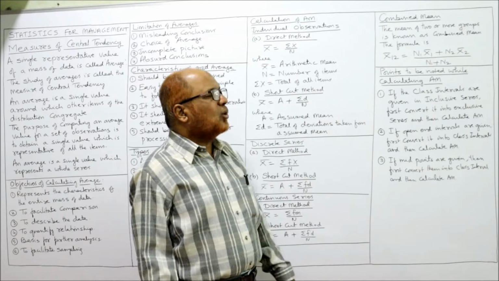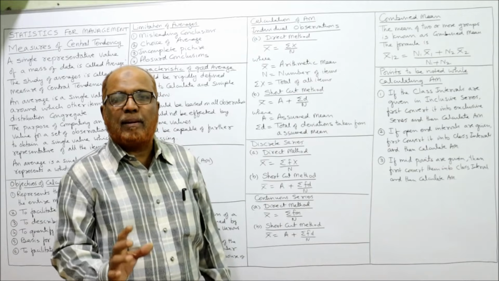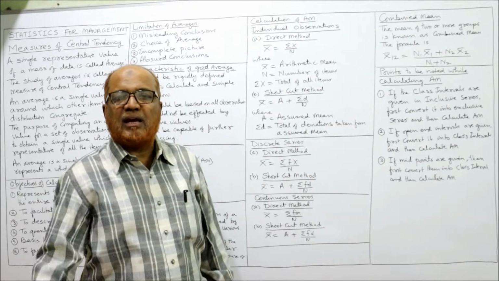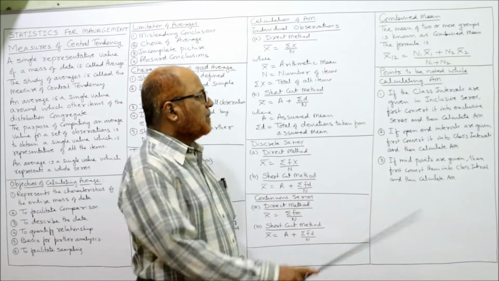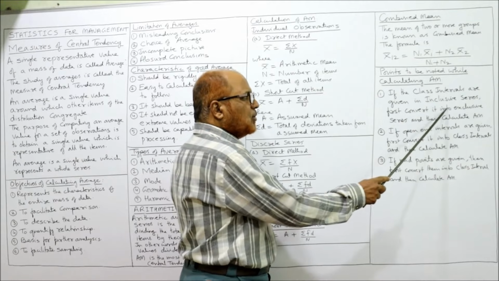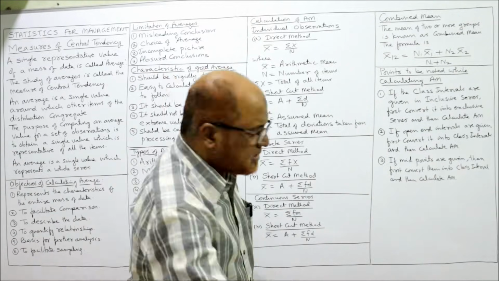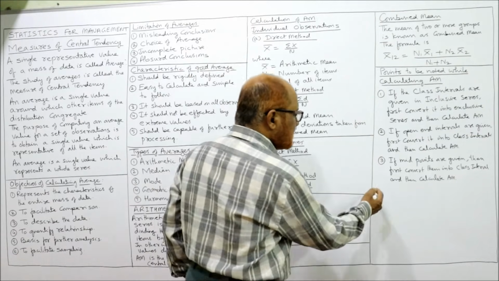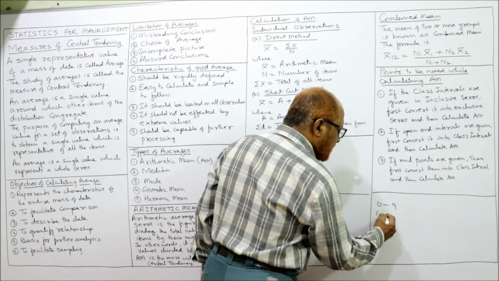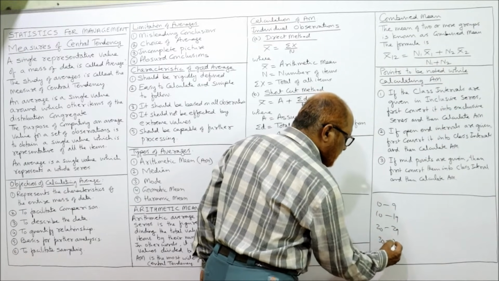Now points to be noted while calculating arithmetic mean. Some points you have to remember now itself, so that while doing the problem there should not be any confusion in your minds. If the class intervals are given in inclusive series, first convert it into exclusive series and then calculate arithmetic mean. What is inclusive series and what is exclusive series? I am showing it here. Suppose the values are given 0 to 9, 10 to 19, 20 to 29, 30 to 39.